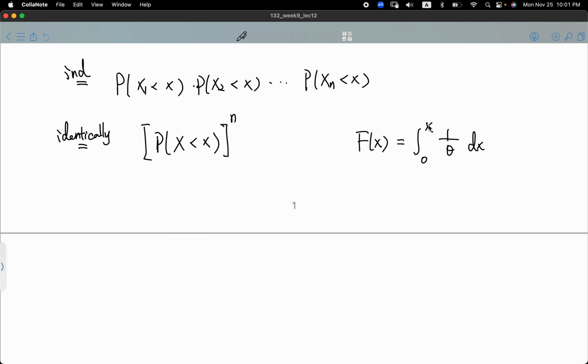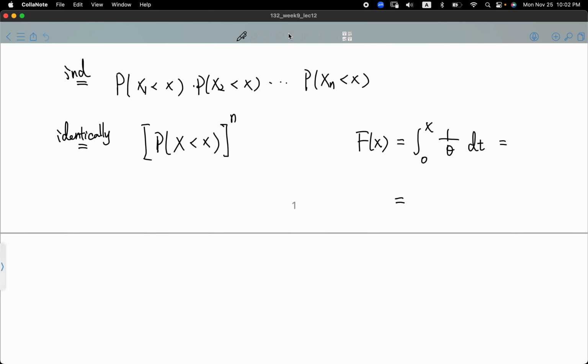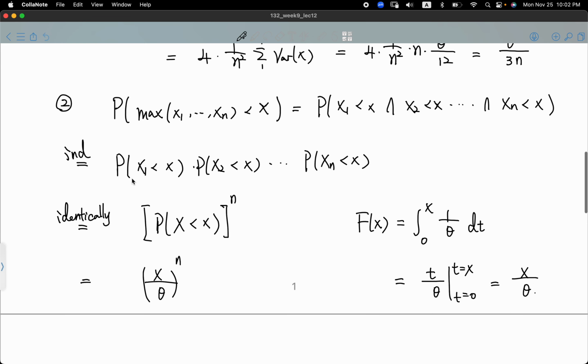So our support is from 0 to theta, but we are interested in the CDF up to x. So you will have the integral of 1 over theta dt, which gives t over theta. For t equal to x and t equal to 0, you will have x over theta. So this is the CDF for a single variable. And now you can plug in, you will have x over theta raised to the power of n. So this is the CDF for this random variable, the max of x1 to xn less than x.